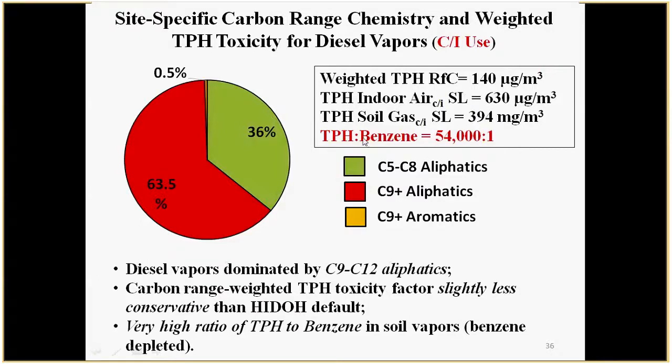And here the TPH to benzene ratio in the soil vapors is 54,000 to 1. So there's no benzene in the vapors coming off of this diesel fuel. There was hardly any naphthalene in the vapors coming off of the diesel either. It was fairly old releases. So in this case, the diesel vapors are dominated by these C9 to C12 aliphatics, and the TPH clearly drove vapor intrusion risk at the site. If you only looked at BTEX, if you only looked at naphthalene, you would think there wasn't much of a problem based on the soil vapor data. But the TPH posed significant vapor intrusion problems for the site. So it's a clear case where you can't just look at BTEX.